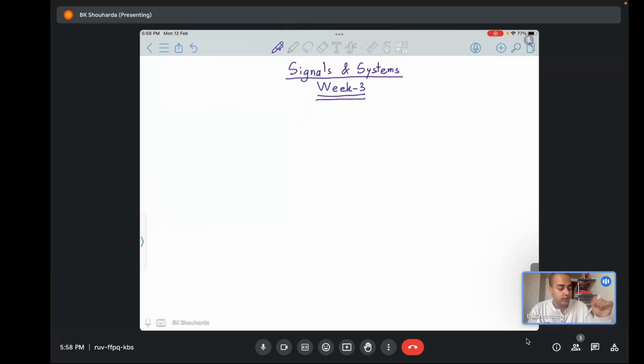So we are in week 3. In the previous weeks we have covered the fundamental preliminaries of the mathematics required to deal with this course. That was in week 1, and then in week 2 we covered some basic time domain operations on signals such as shifting, scaling, and some basic signals like the Dirac delta function and the unit step function. So today's session is on a very important topic.